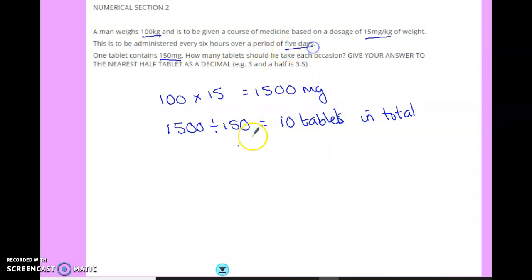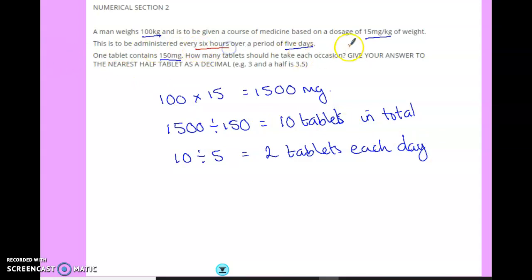He's going to take these for 5 days. So I'm going to do 10 divided by 5, which would be 2 tablets each day. Now, he's going to take these every 6 hours. There are 24 hours in a day, so divide that by 6, and that would be 4 times per day. So we're doing 2 divided by 4. Make sure you divide this the right way. 2 divided by 4 is a half. It's half a tablet each time.